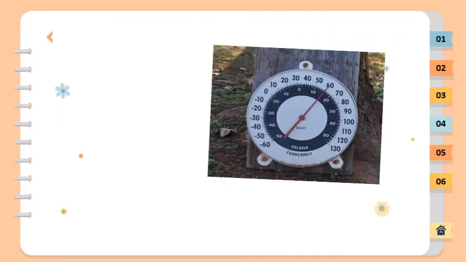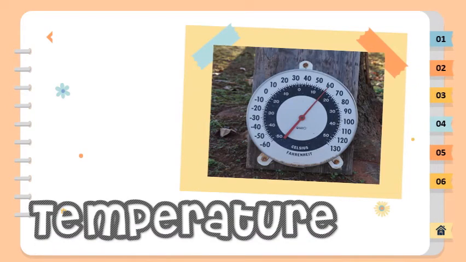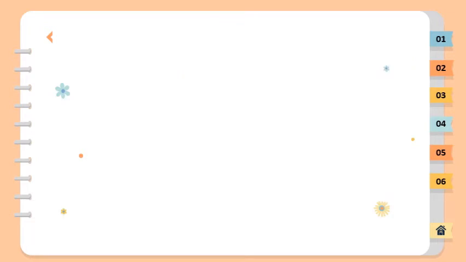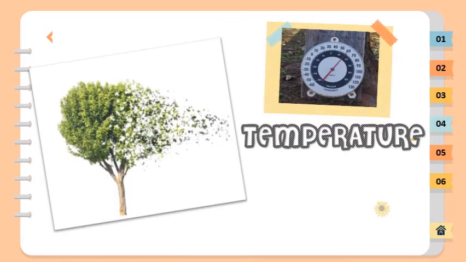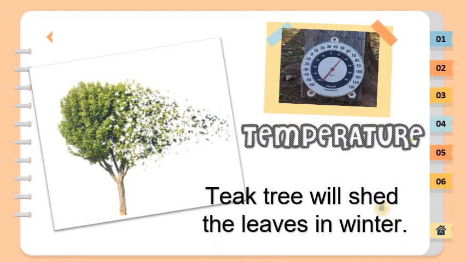The next stimuli is the temperature. Again, temperature is the hotness or coldness of an area or something. Look at the picture of a tree. This is a teak tree. Teak tree will shed its leaves in winter. So the stimuli here is the temperature. The temperature is very cold when it's winter. The tree responds by shedding its leaves.